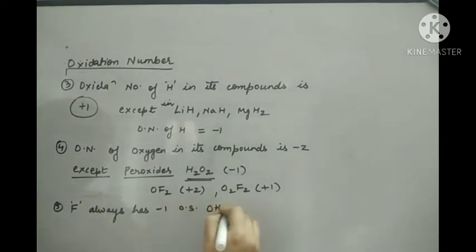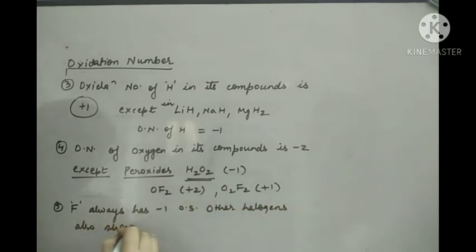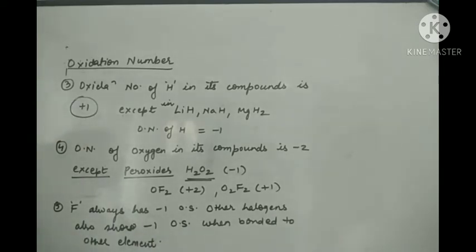Okay. Other halogens also show a -1 oxidation state when bonded to other elements. So fluorine will always show a -1 oxidation state. The other halogens will usually show -1, but sometimes it is possible that, suppose I have the compound ClF, now fluorine is -1, so chlorine is +1. So fluorine can never show a positive oxidation state, but sometimes other halogens can show a positive oxidation state depending on the element to which they are bonded.